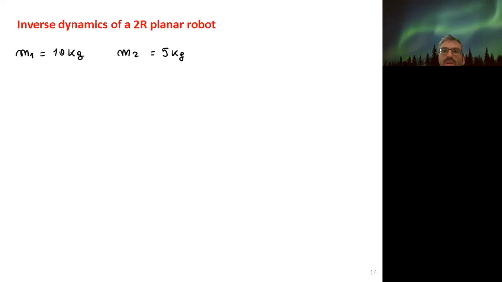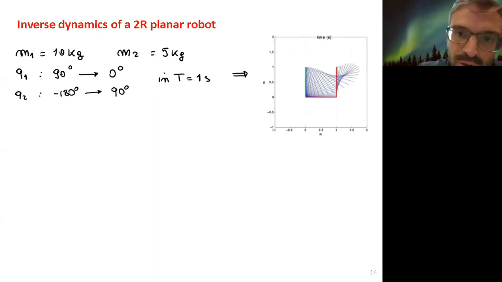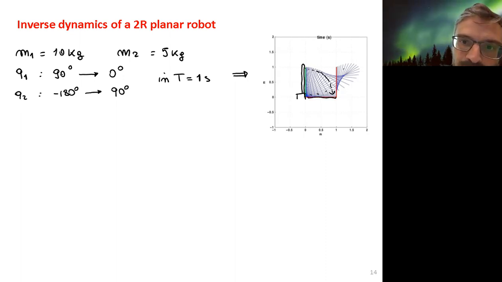As an example, we consider again a planar robot with 2 degrees of freedom. The first link is 10 kilograms, the second link is 5 kilograms. The first joint goes from 90 degrees to 0, so it does a motion like this, while the second one goes from minus 180 degrees to 90. And if you look at the stroboscopic view, at first the robot is folded like this, and then as it goes, the first joint is going down like this, the second one is opening this way, and the final configuration is this one.